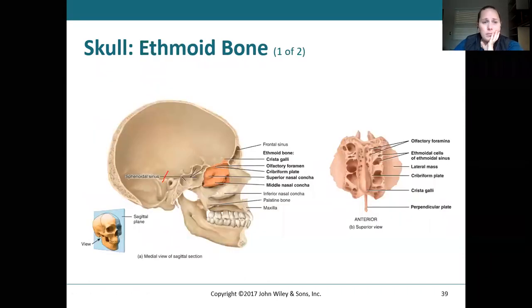The ethmoid bone is going to be an important component of our sinus cavity. Here you can see the area, and we'll talk about the sinus cavities in a second, the sphenoid sinuses, but you can also see these ethmoid cells of the ethmoid sinuses, these large openings within them. Those openings are going to be important for the passage of air. We'll talk about the functions of the sinuses in a second, but you can see how it's articulating with several different bones within the skull.